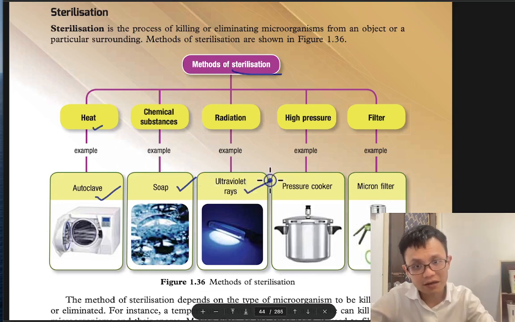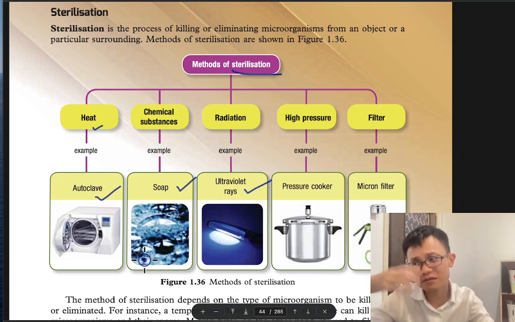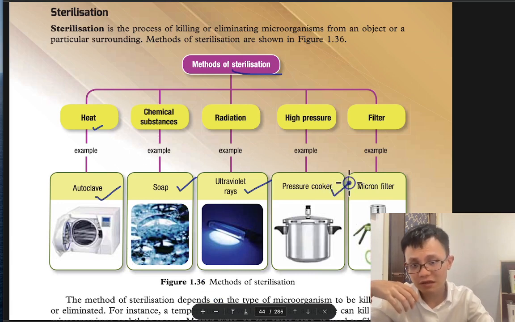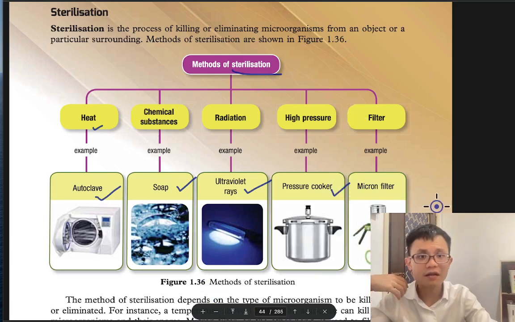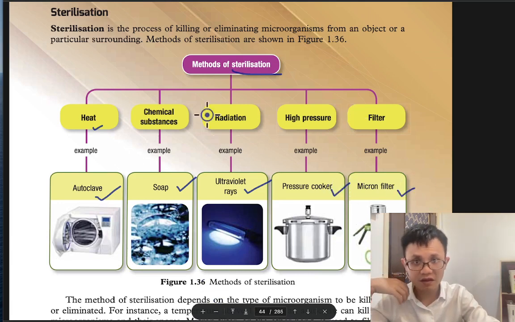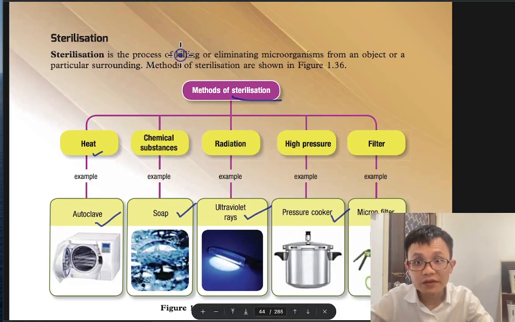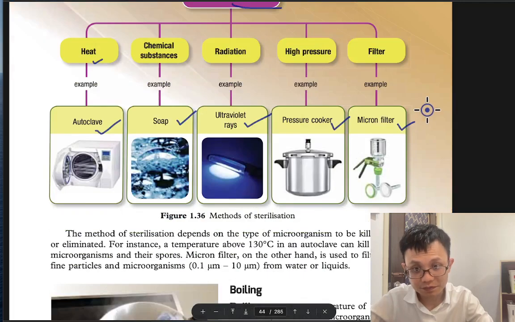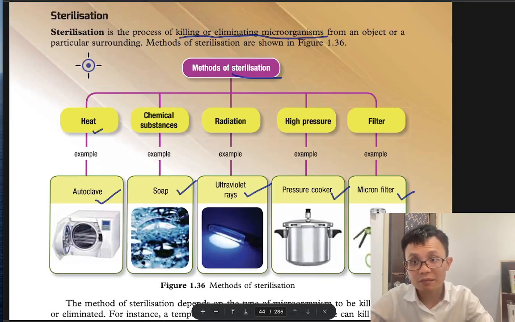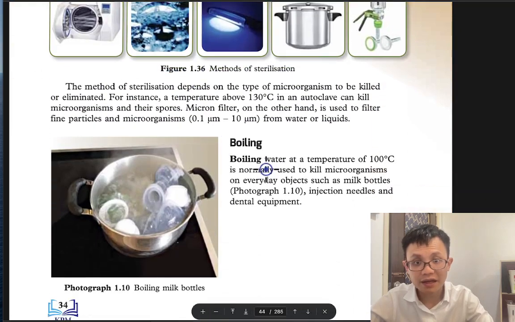Ultraviolet ray, maybe you can use the sun. That's why if you have a smelly pillow, or a smelly shirt, you wash it and put it under the sun, so it can kill the bacteria. Pressure cooker, very high pressure cooker, make it hot, or you want to filter it. So these are the few ways of sterilization, which is a process of killing or eliminating microorganisms from an object or particular surrounding.